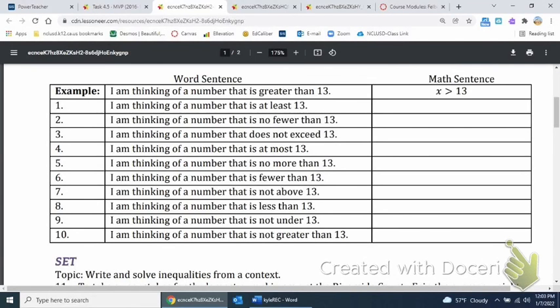Okay, guys, be quiet so you can film. So the second one says, I'm thinking of a number that is at least 13. Okay, so I'll start with the X. But now what's the sign going to look like? If it's at least 13, that means it can be 13 or bigger, correct? So that would be X is greater than or equal to 13.